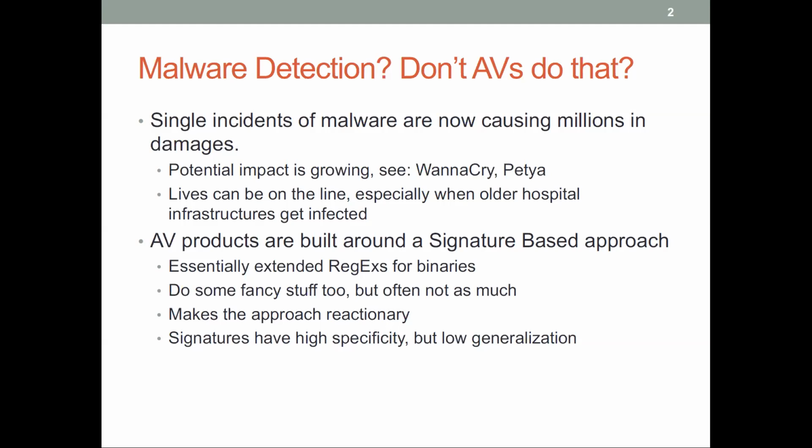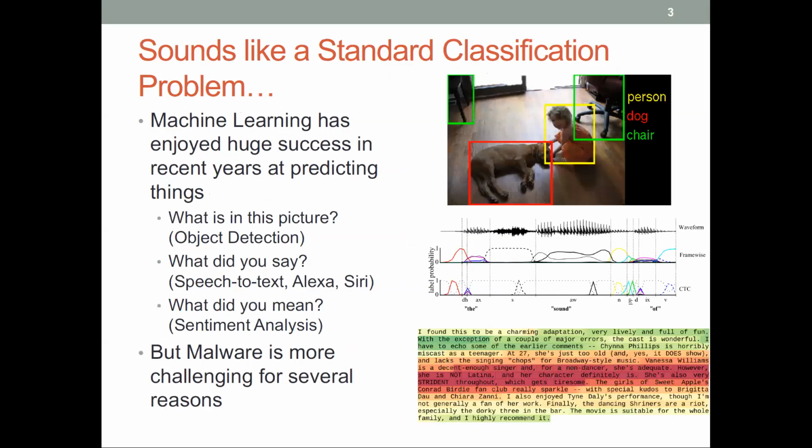And this approach comes with another very critical disadvantage. Signatures are very specific. They do not generalize. So you can't use a signature for WannaCry to detect Petya, which is a problem in detecting novel malware.